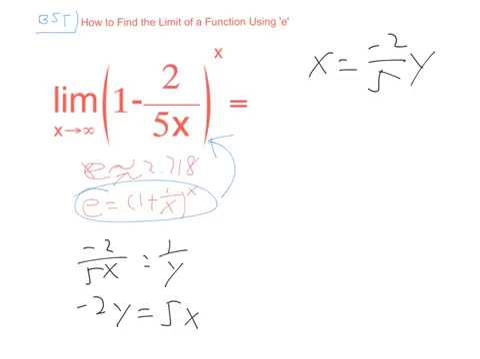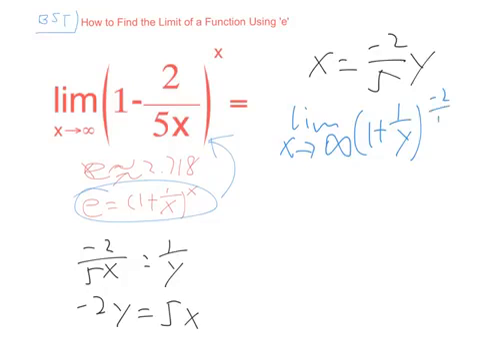So now there's a big change in the equation here because we can rewrite the equation into the variable of y. The limit as x approaches infinity of (1 plus 1 over y) to the negative 2 over 5 of y. And there's a big problem here in this equation because we no longer use x as our variable but y. So we have to change the x here into y.